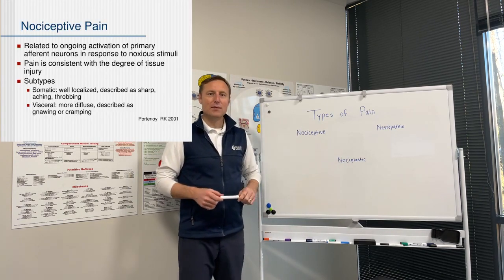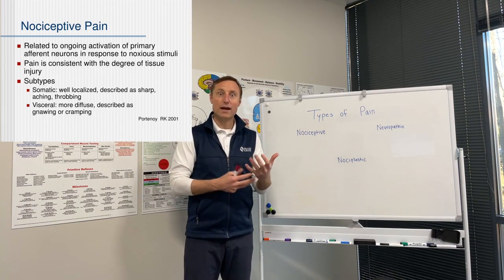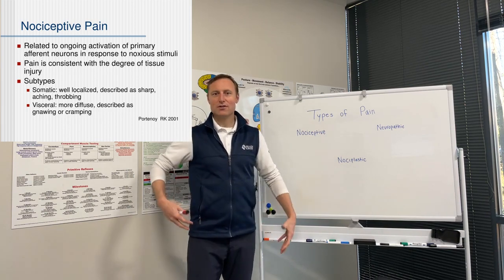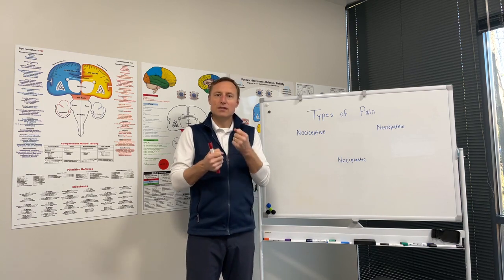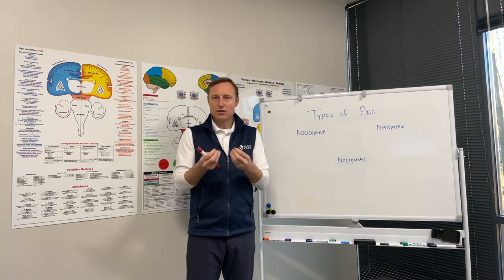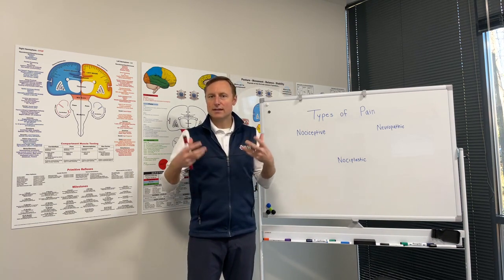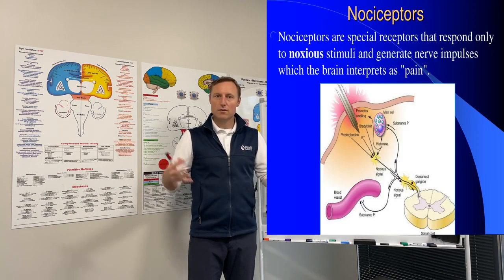Nociceptive pain is the kind of pain that you feel when you get an injury. You hurt your wrist. I hurt my wrist a few weeks ago. You hurt your knee, you hurt your back. The pain that comes on because there is irritation to the tissues. We have special receptors in our joints, in our muscles, in our tendons, ligaments, in our tissues that are called nociceptors. They're all over our body.